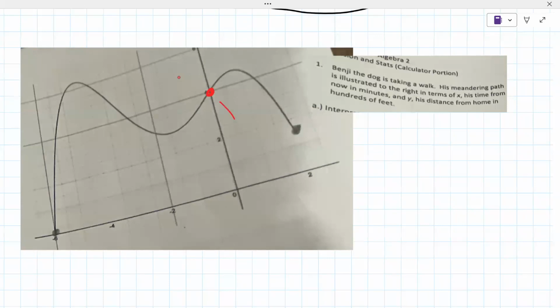Can you give me that ordered pair? I'm asking you for the ordered pair. That's 4, 0. Okay, so 4, 0 is over here somewhere.